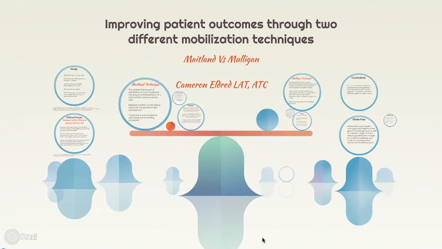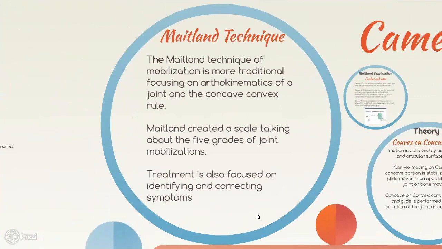So the first one that we're going to go ahead and talk about here is going to be the Maitland technique. Maitland technique of mobilization is more of a traditional technique focusing on arthrokinematics of a joint and the concave-convex rule. Now, Maitland created a scale talking about the 5 grades of joint mobilization that we'll talk about here in just a moment. This targets an interarticular tissue instead of the surrounding musculature and can involve oscillations, sustained translatory glides, as well as manipulations. This treatment is also focused on identifying and correcting symptoms.